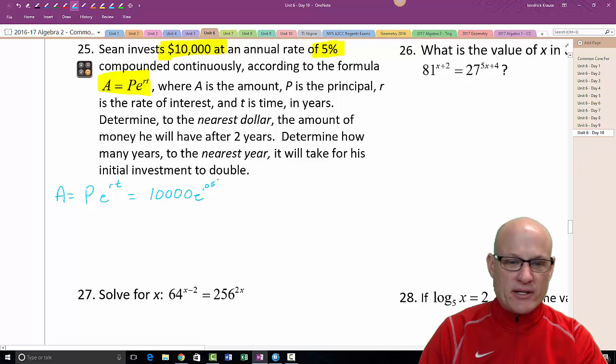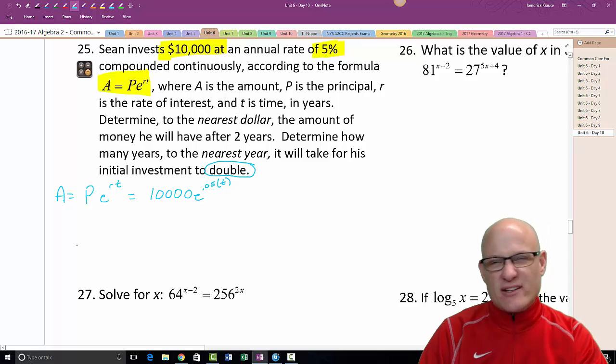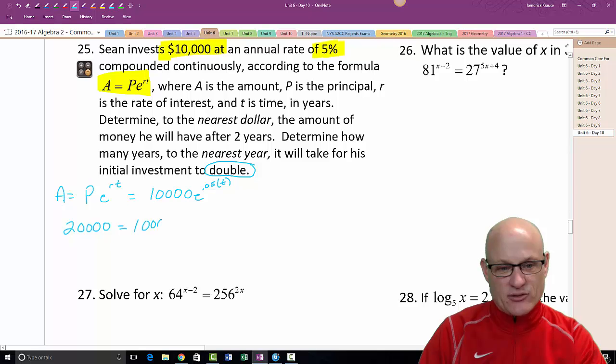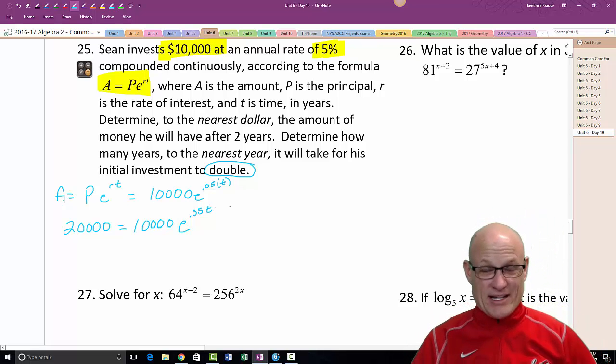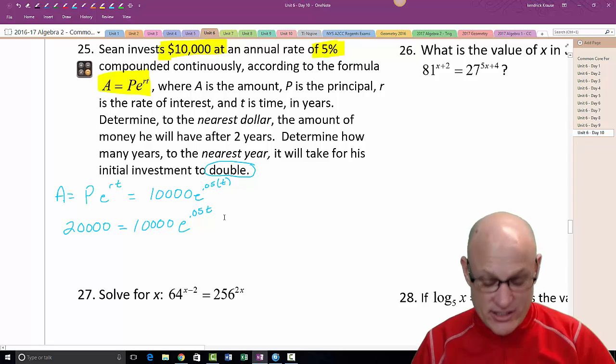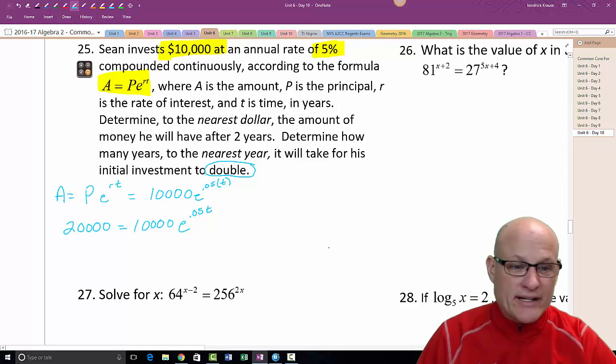Determine how many years. So I don't know how many years, so I'm going to put t in here for my amount to double. Okay, so I know if it's going to double, then shouldn't that be $20,000? I want to know how long it's going to take before my money doubles is equal to $10,000 e to the 0.05t. So they didn't tell you that it was $20,000. They just said my amount's going to double. So you got to be careful the way you read it. But the math is the same.